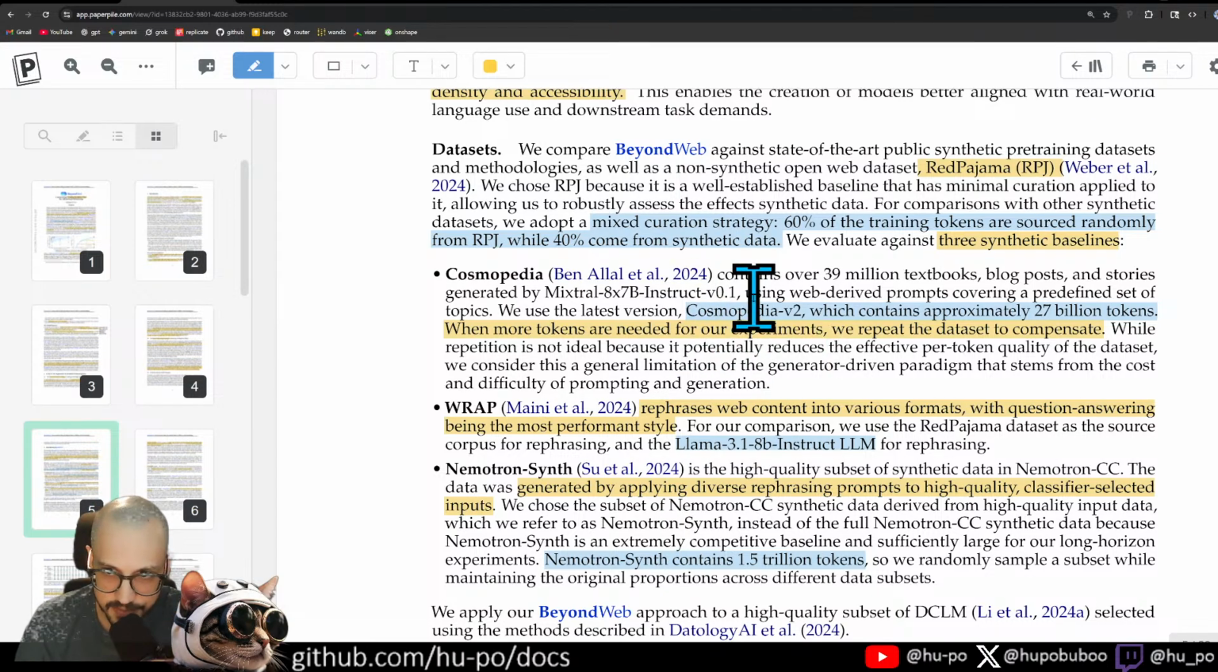Actually, Cosmopedia, this one seems generated. Stories generated by Mixtral using web-derived prompts covering a predefined set of topics. So this is more of a generator-driven paradigm. And then they have RAP, which is Red Pajama rephrased by Llama 3.1 8B. So just an 8B model rephrasing Red Pajama. Okay.